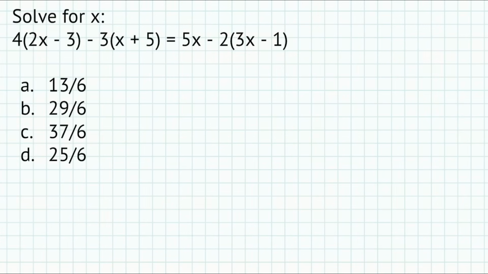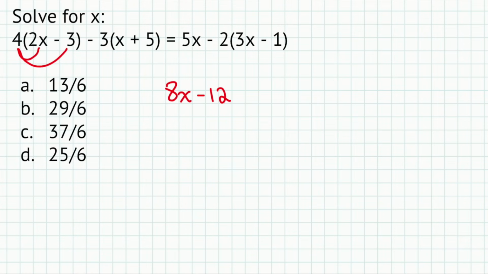Well, notice that we have a ton of parentheses. How do we take care of that, that, and that? Well, what's that word that starts with a D? Distribution, my party people. Let's go ahead and distribute here. The 4 goes to 2x and the -3. So 4 times 2x will be 8x. 4 times -3 will be -12.